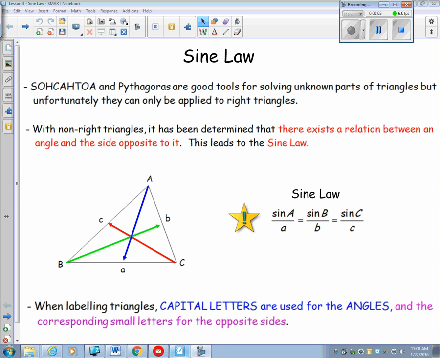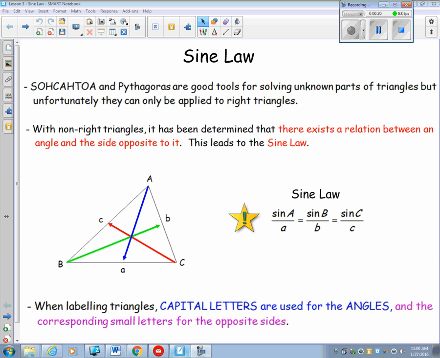Lesson 3 today, we'll be looking at the sine law. Pythagoras and SOHCAHTOA are fantastic tools. Unfortunately, they only work in right triangles. So we need some other formulas, ideas we can use in non-right triangles, because most things aren't right, unfortunately.